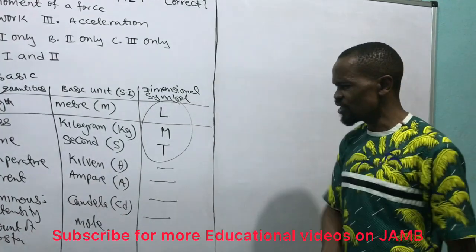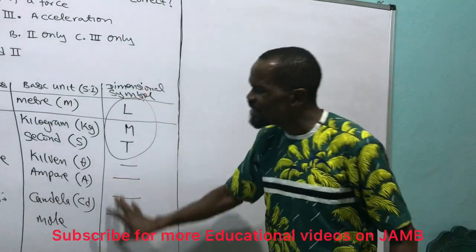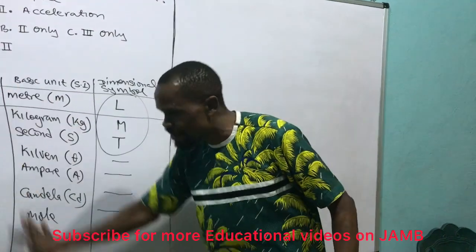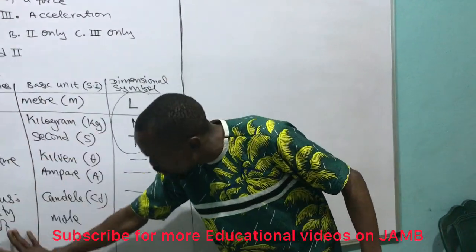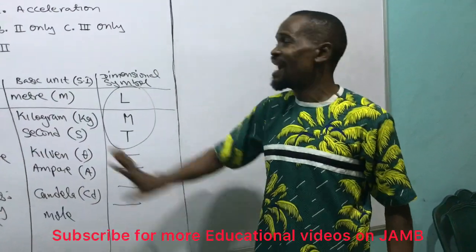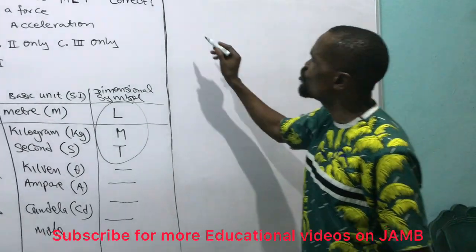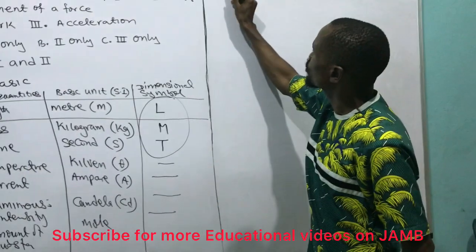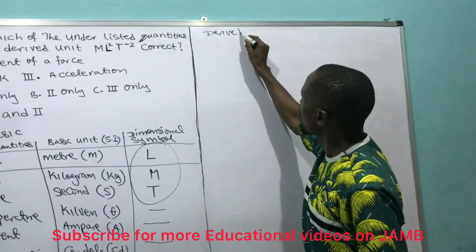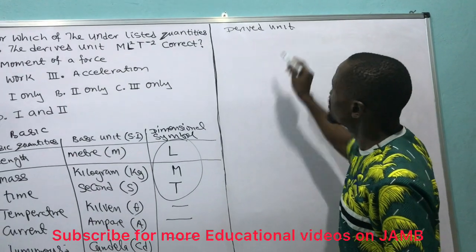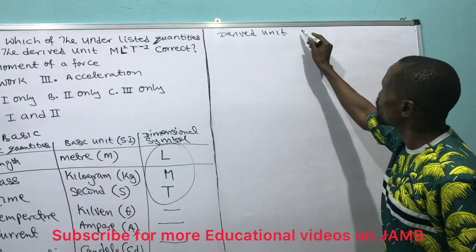Okay? You have noted it. So these are the fundamental units which I call Adam. They are built on their own. Nobody created them. Now, let's see what we call derived units. These derived units, what do I call them?